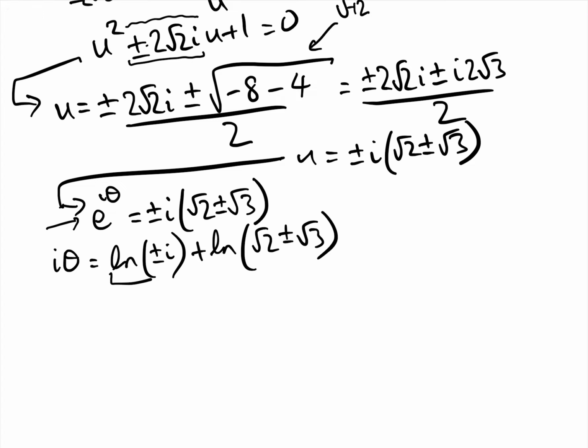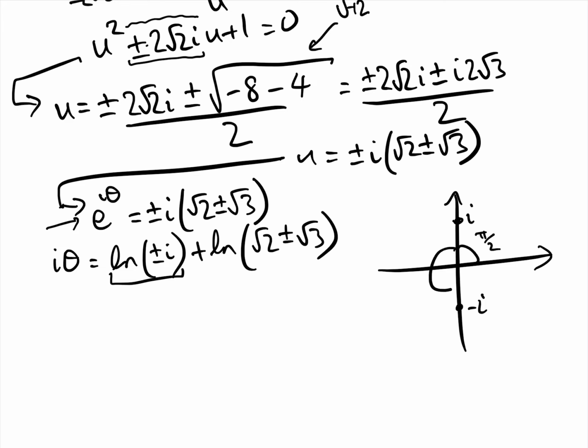And now we need the log of plus or minus i. Well, let's just have a quick look at an Argand diagram. Here is i, and here is minus i, and that obviously is pi over 2, and this is 3 pi over 2. So i can be written as e to the i pi over 2, and minus i can be written as e to the i 3 pi over 2, and therefore the log of i is i pi over 2, and the log of minus i is 3 pi over 2.